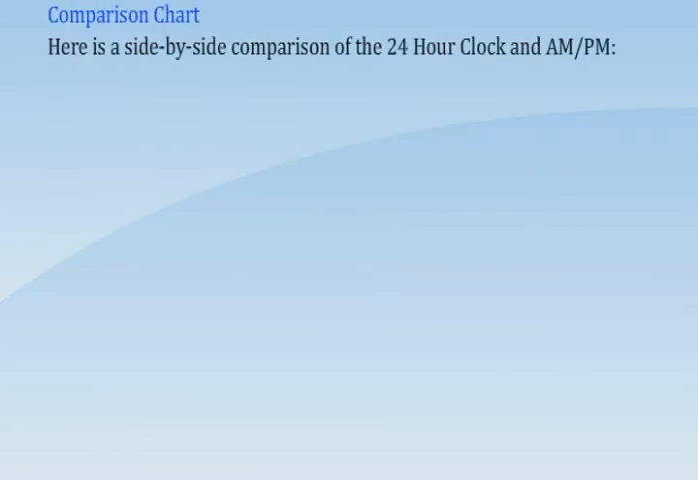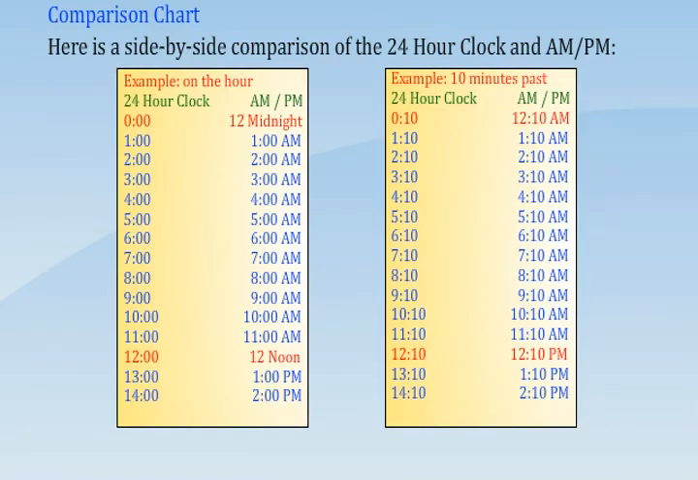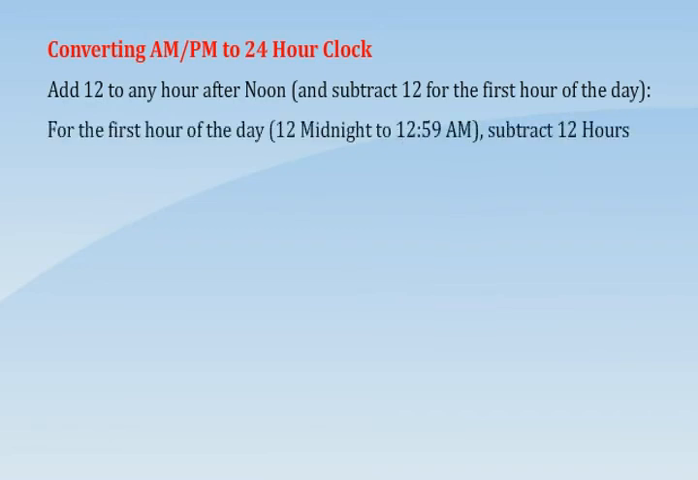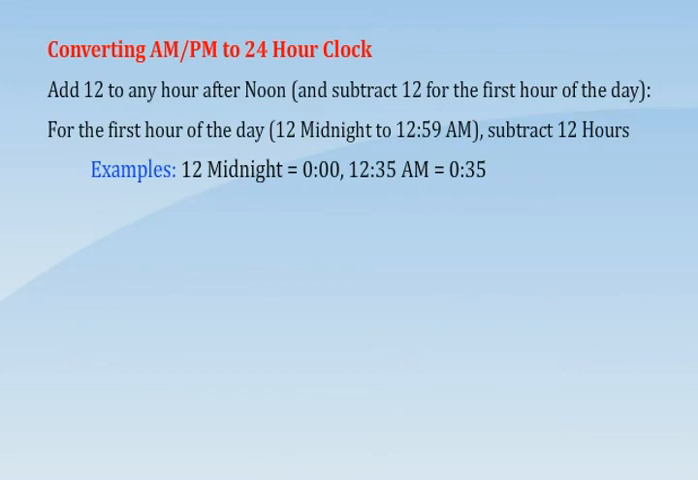Comparison chart. Here is a side-by-side comparison of 24-hour clock and AM/PM. Converting AM/PM to 24-hour clock. Add 12 to any hour in the afternoon and subtract 12 from the first hour of the day. For the first hour of the day, 12 midnight to 12:59 AM, subtract 12 hours. Examples: 12 midnight is equal to 0.